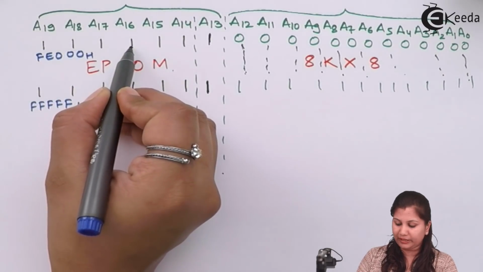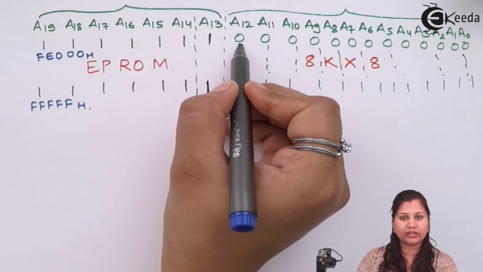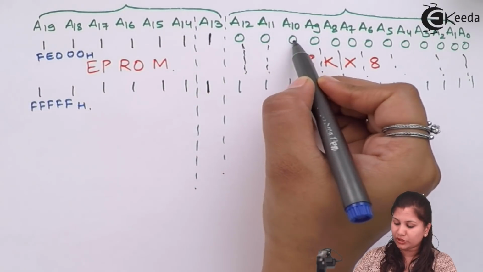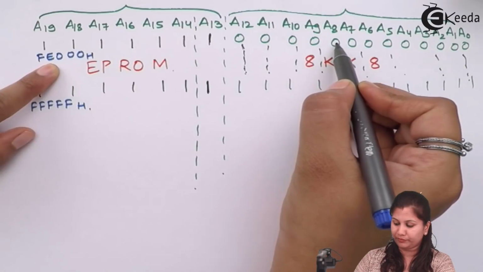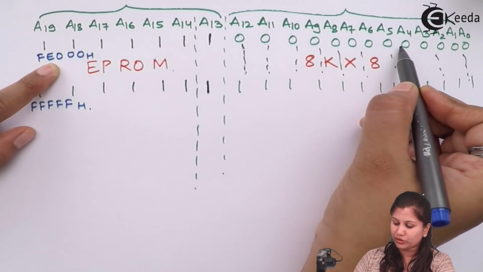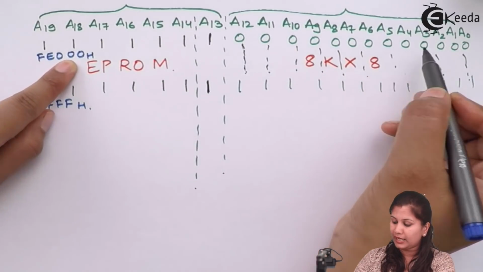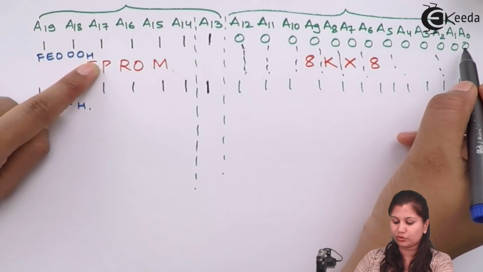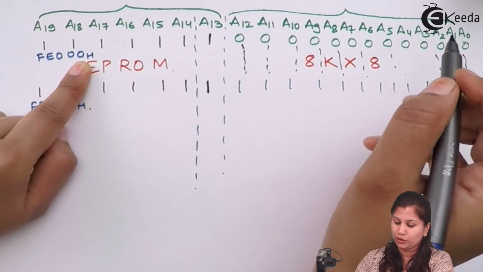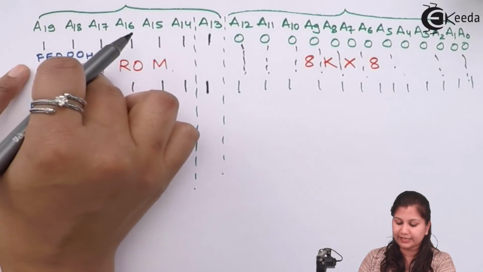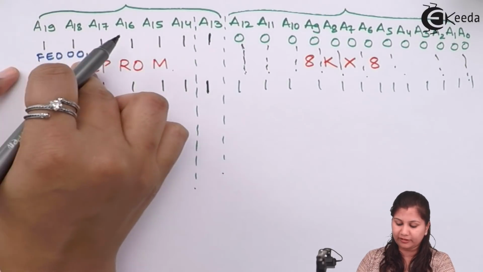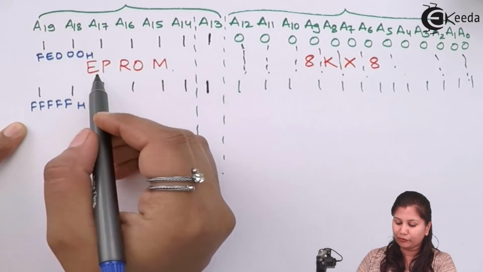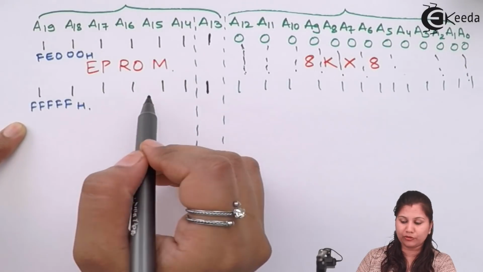1111 will be F, 1110 will be E, then 0000 will be 0, then again 0000 will be the next 0, and again 0000 will be the next 0. So this is in the hexadecimal notation. We are getting this address range for the EEPROM memory chips.